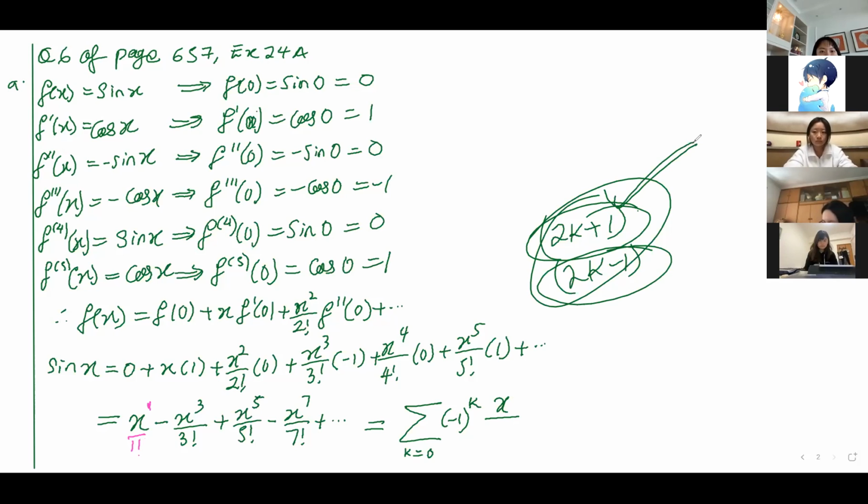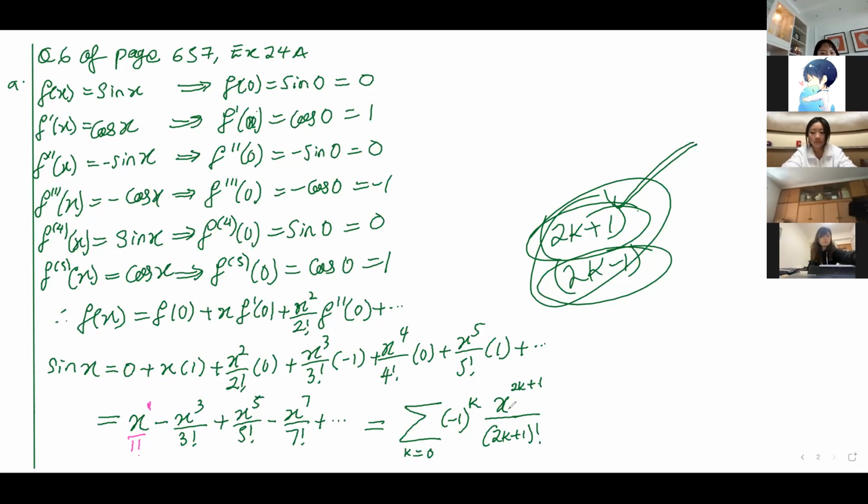Okay, so when k is equal to 0, that's what you have. If you have 2k plus 1, when k is 0, when k is 1, you are going to have 3. When k is 2, you are going to have 5. So this is going to be 2k plus 1 factorial as well. But that seems to be different from what we have, is it? Oh yeah, it is. I was looking at something else. I was looking at that of cosine. Okay, so this is it.